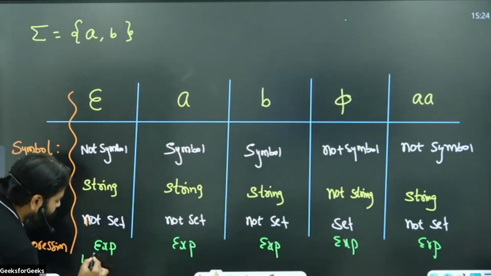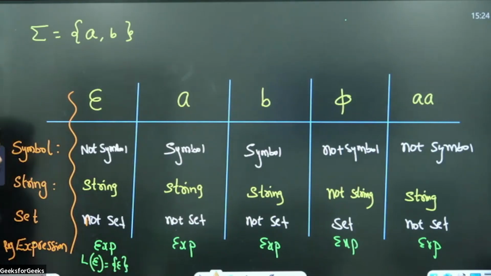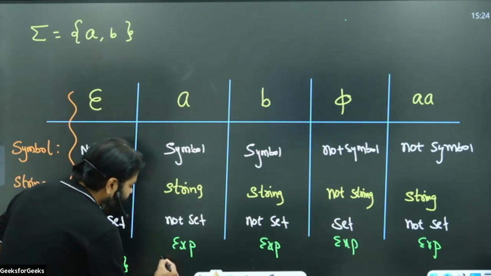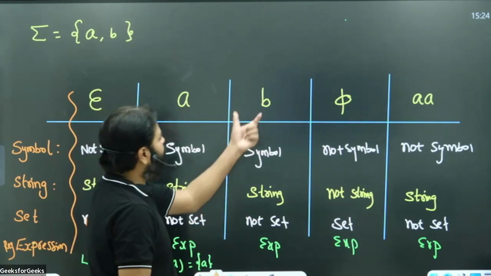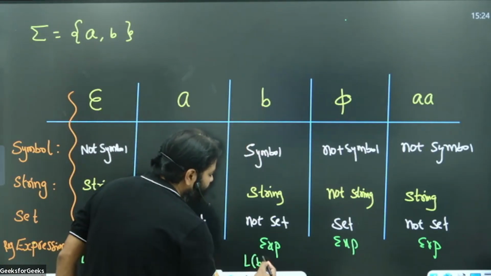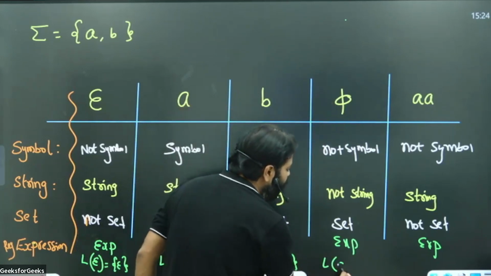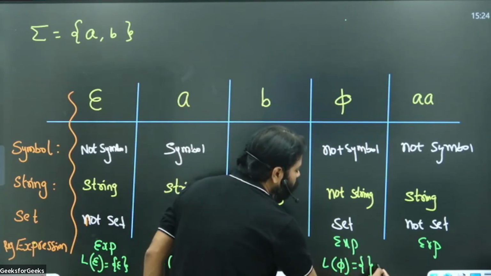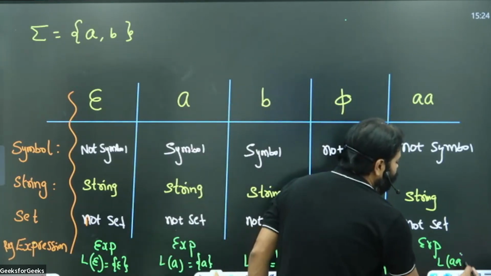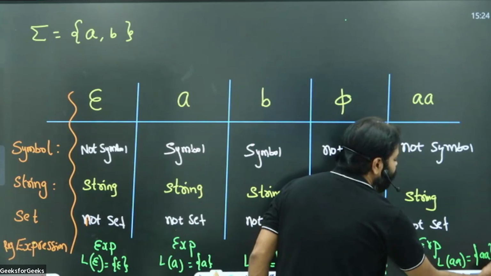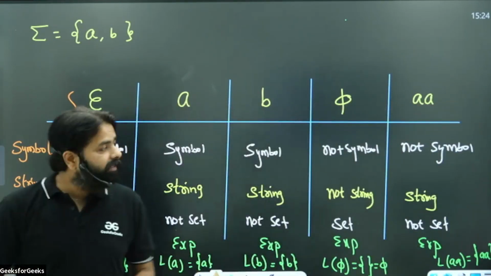If anybody asks the language generated by epsilon, you should say it has only epsilon. If anybody asks what is the language generated by a, you should say it has only a. The language generated by b has only b. What is the language generated by phi? Then you should say it has nothing. It is also called phi. And what is the language generated by double a? Then you should say I have only one string. Able to understand? Okay. So we are beginning with expressions.